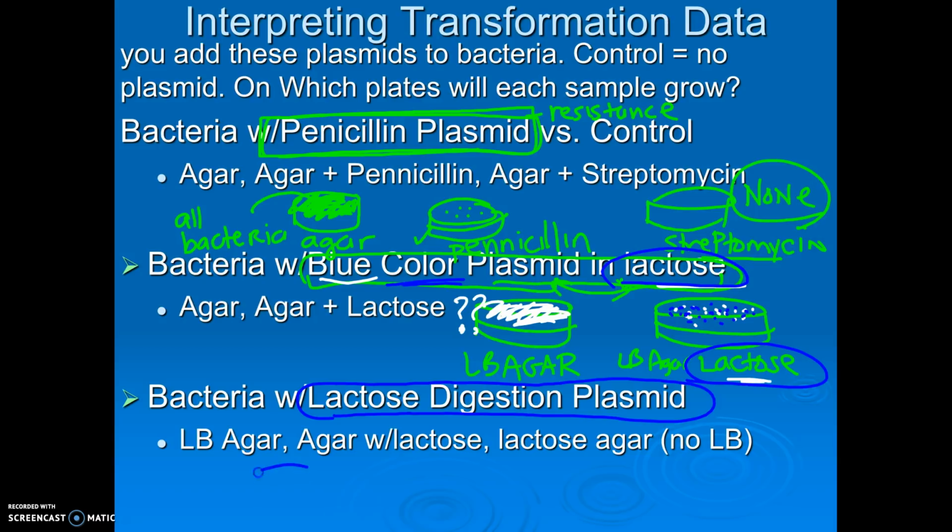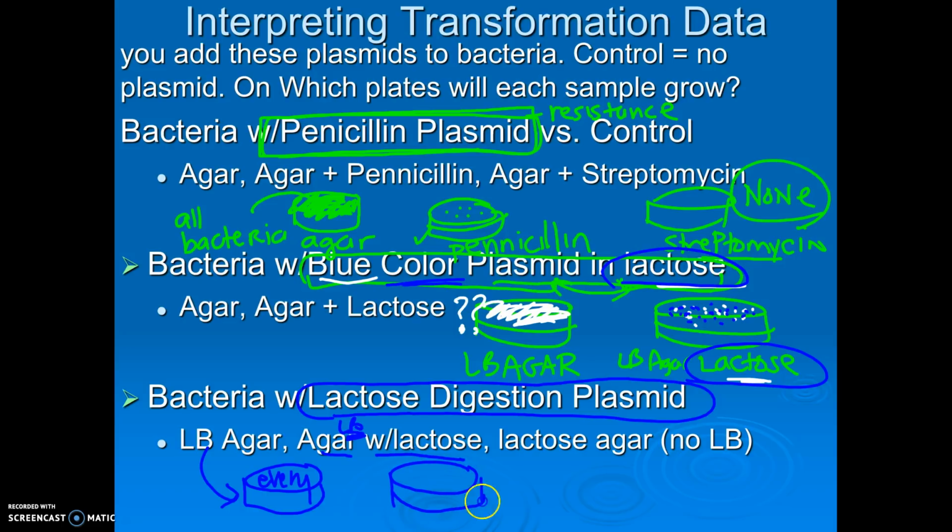So here we have 3 plates. The first one is just regular LB agar. Well, just like in the other 2 experiments, everything will grow because there's nothing there to screen them. So the ones that can digest lactose will grow. The ones that cannot digest lactose will grow. This second one is supposed to be LB agar with lactose added.